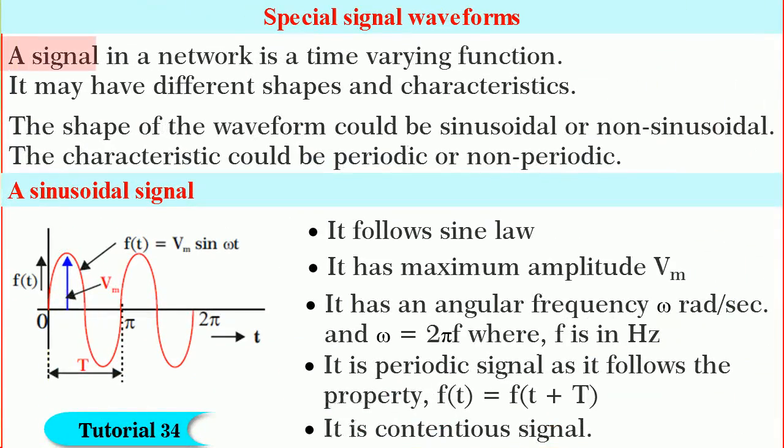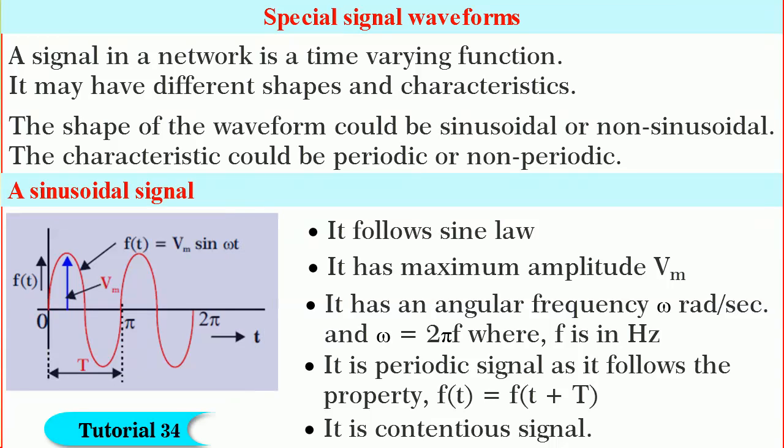Friends, you know that a signal in a network is a time varying function. It may have different shapes and characteristics. The shapes of the waveform could be sinusoidal or non-sinusoidal. The characteristic could be periodic or non-periodic or pulse type. First, let us understand the meaning and the difference between different signals.